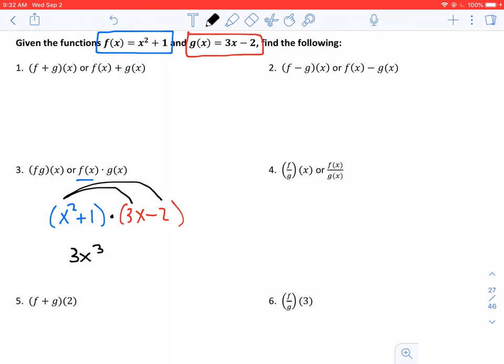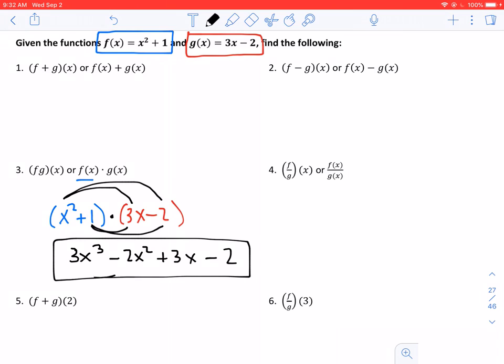Outer, x squared times negative 2, that's negative 2x squared. Inner, 1 times 3x is positive 3x. And last, 1 times negative 2 is negative 2. Looks like there are no like terms to combine, so we're done. Awesome.